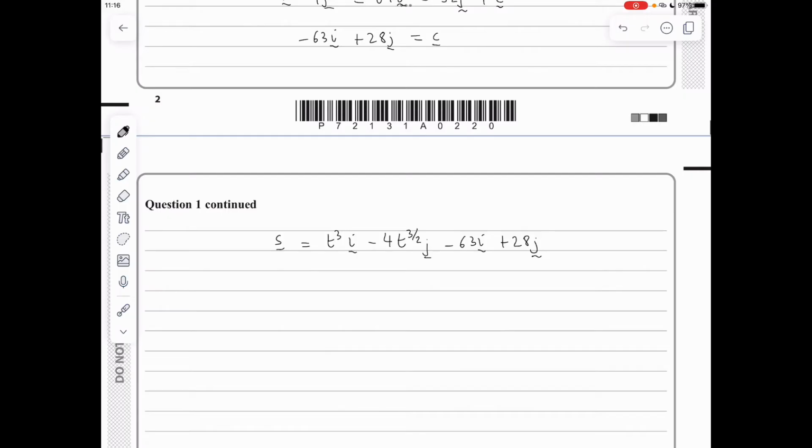We need to find the position when t is 1, so we substitute when t is equal to 1. We get that s is 1 cubed i minus 4 times 1 to the 3 over 2 j minus 63i plus 28j, and this gives an answer of minus 62i plus 24j meters. This is the position vector after 1 second.